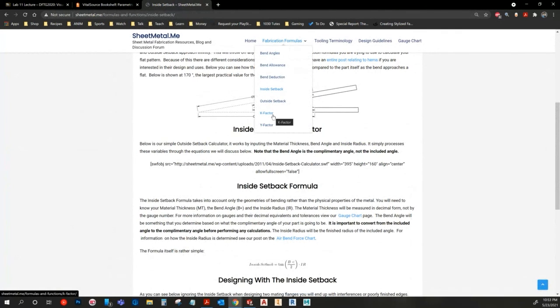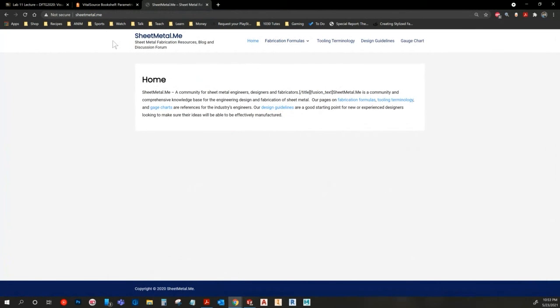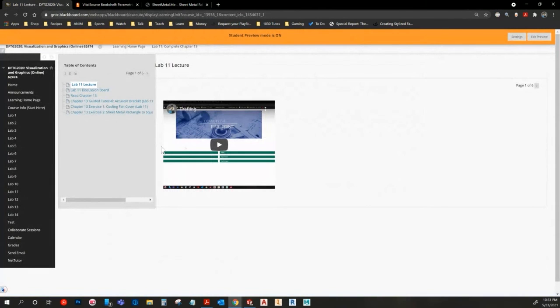And then we talked about K factor, but the big takeaway to me personally is go check out sheetmetal.me, study up on some sheet metal, and prepare to implement more of that information into 1109 when you take it, which is all about sheet metal and auxiliary views. But all right, finish up Lab 11 stuff, and if anybody has any problems, just let me know.